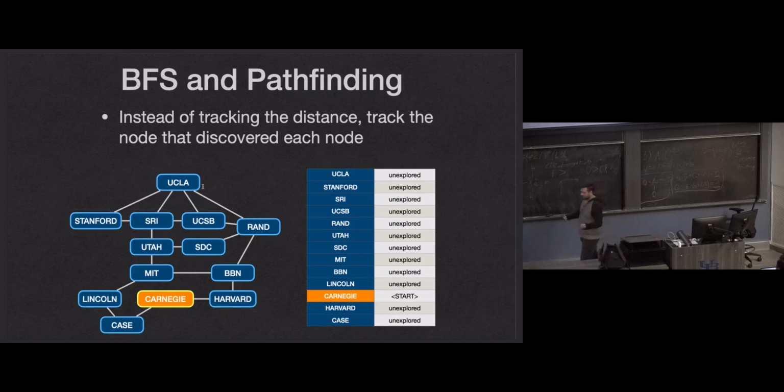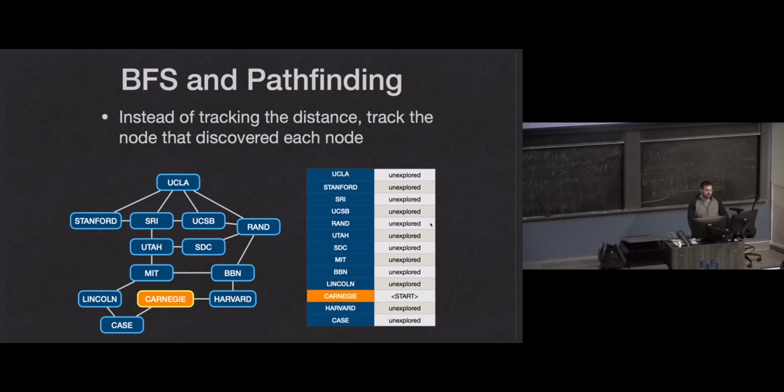which is the node that explored its distance. Man, I keep stepping on that. The node that explored its distance plus 1. Instead of doing that, let's just straight up remember the node that explored it. So for each node, we're going to remember how we got there. Which node was it that found this node?